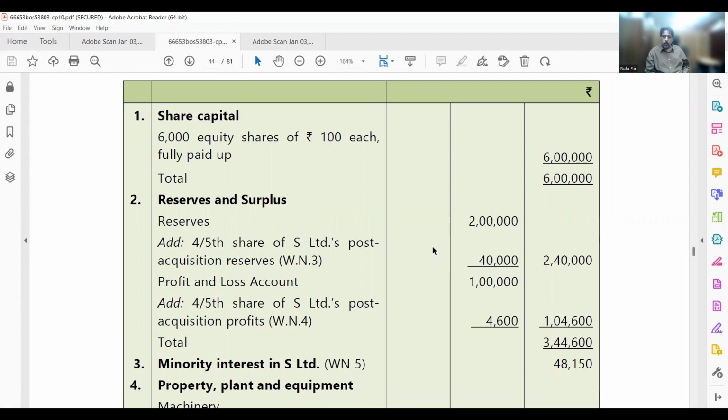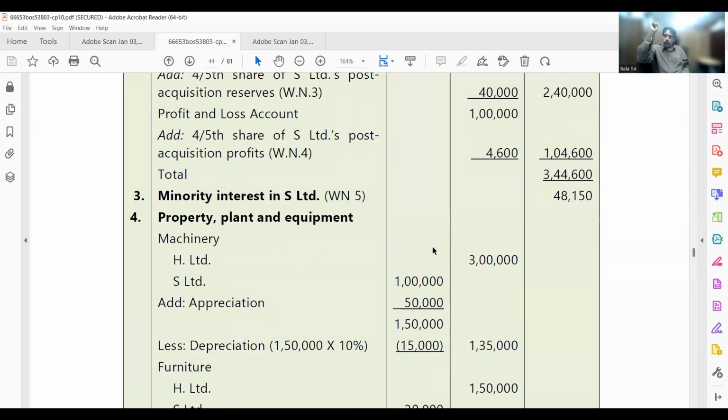You can straight away write, in note number 2, reserve how much? 2,40,000, straight away. And then surplus, 1,04,600. You can write it that way. You will have to show 4/5 and all straight away. 3,44,600. Don't refer to this. You write note number 2, but pick the numbers from step number 6.